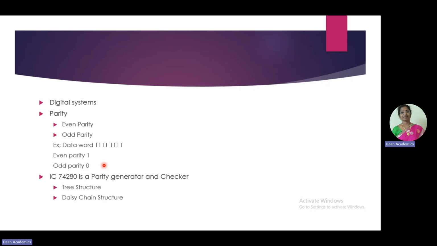Now this functionality is implemented with an IC named IC 74280. IC 74280 is a parity generator and checker. The internal structure of this IC has two different types: one is the tree structure and the other is the daisy chain structure. These parity generators use all exclusive OR gates in the design, as we know already, right? So the internal structure contains a tree structure or a daisy chain structure with all exclusive OR gates.